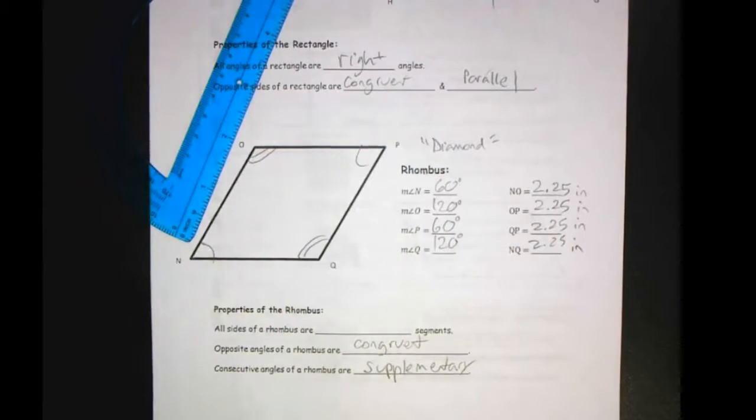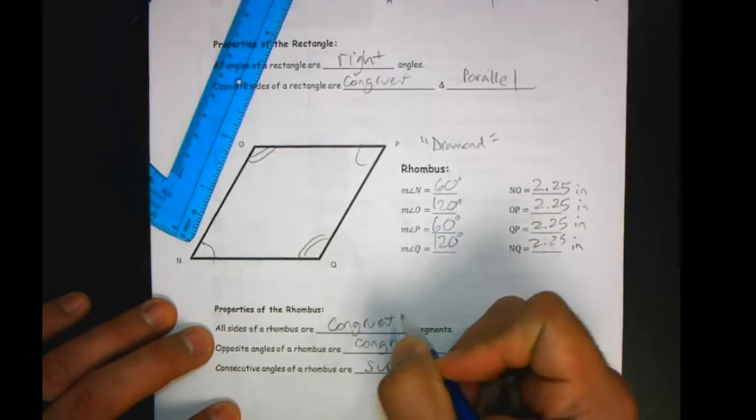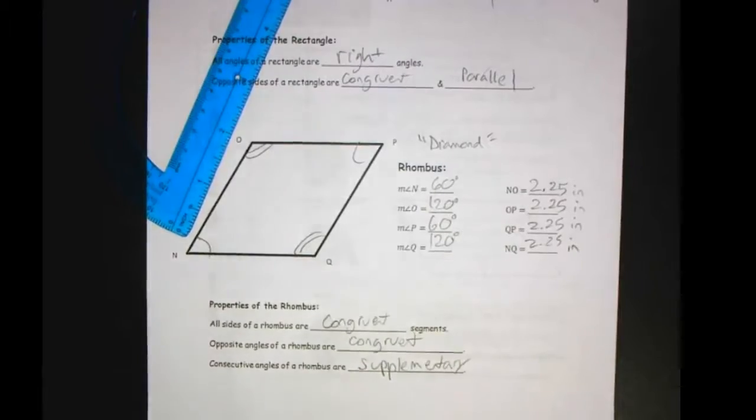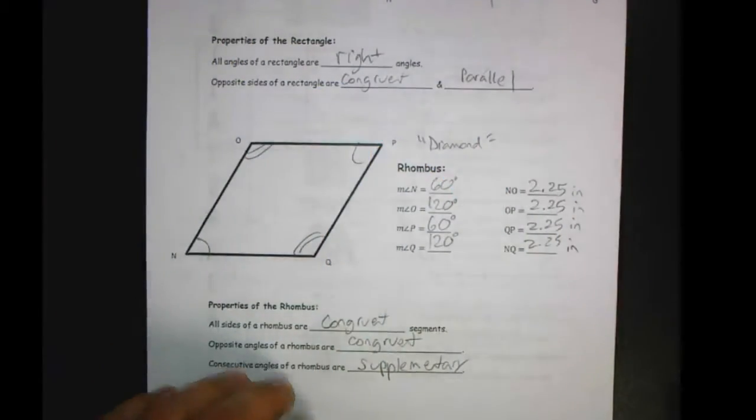Now, what do we notice about all these sides for a rhombus? They are all congruent, kind of like a square. The difference is these angles are not all congruent. It's kind of like a square shifted over a little bit, all right?